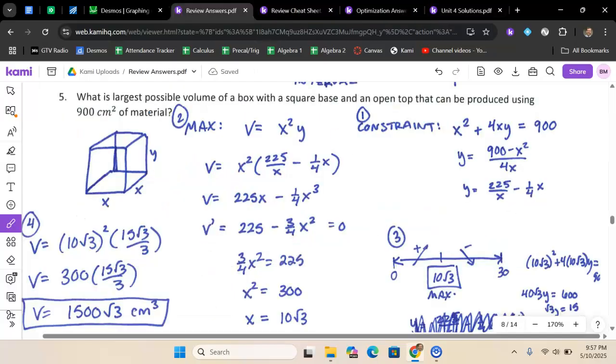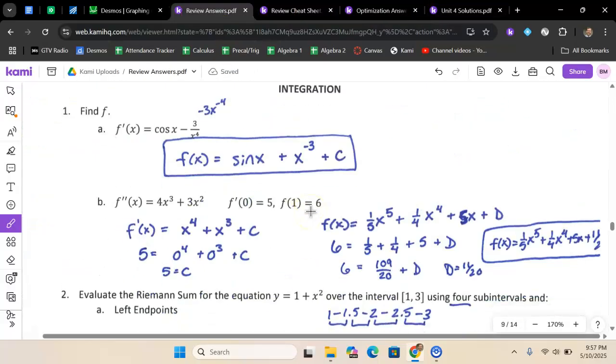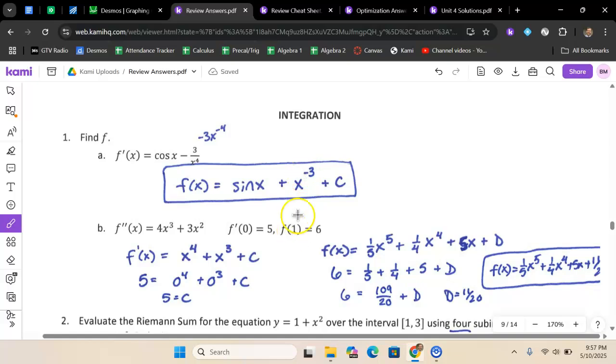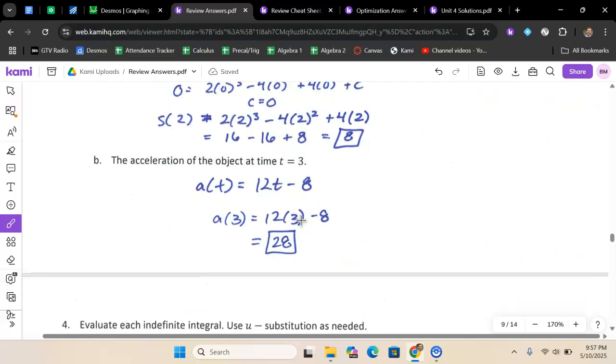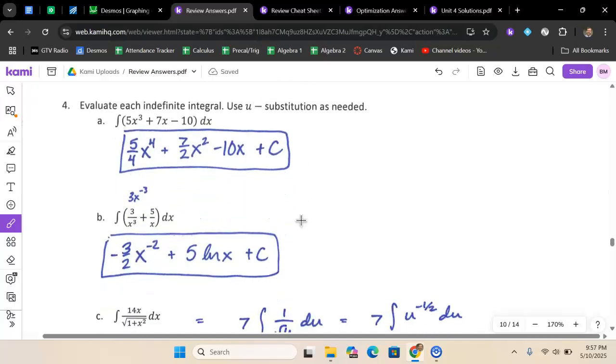So I'm going to go back to the review. I'm going to jump down to integration. This whole unit of integration, what I would focus on is being able to just solve an integral. Okay, so if it's an indefinite integral, which means it doesn't have bounds, you're just doing antiderivatives. Do not forget to put plus c. Okay, but just do the antiderivative of each term, put plus c, and you're done.